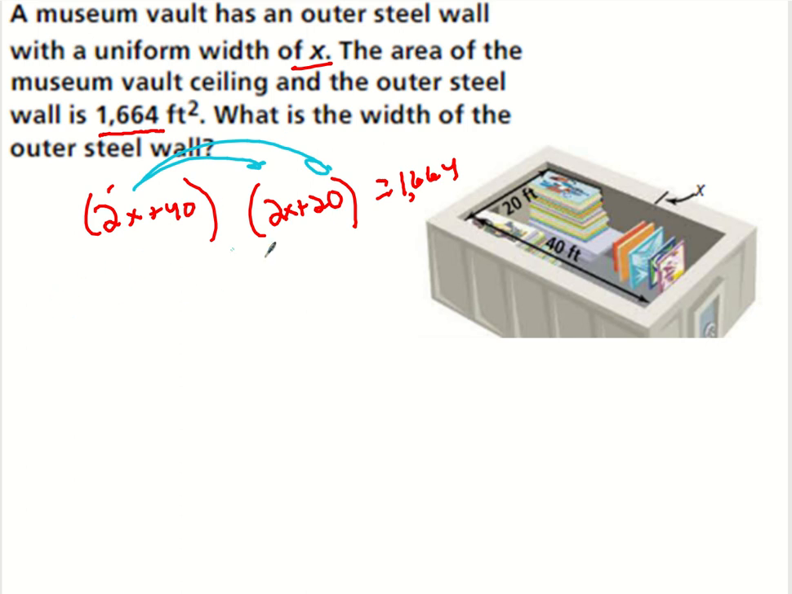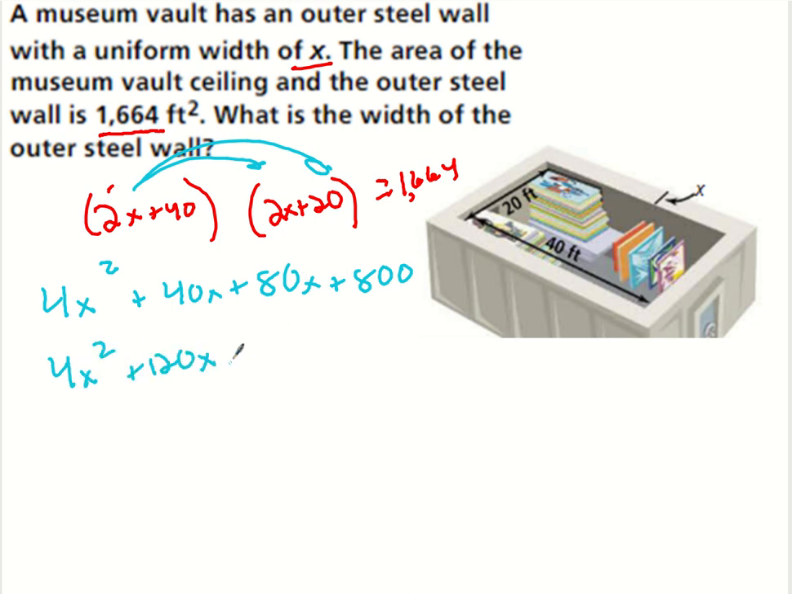So let's see here, 2x times 2x gives me 4x squared. And then I'm going to get plus 40x plus 80x plus 40 times 20, that's 800, sorry. That's going to give me 4x squared plus 120x plus 800 equals 1,664.